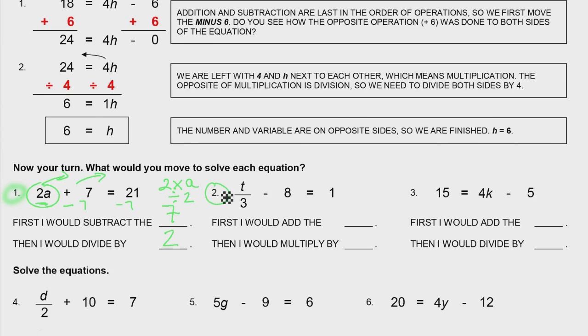So for 2 and 3, all you're supposed to do is say what you're going to do first, and then say what you're going to do after that to solve the problem. But you don't have to solve the problem. Why don't you give problems 2 and 3 a try and come back to me when you're done. See you in a bit.